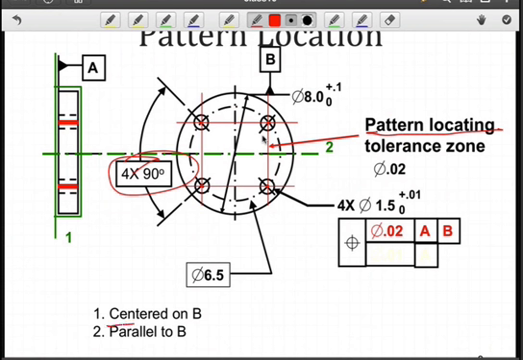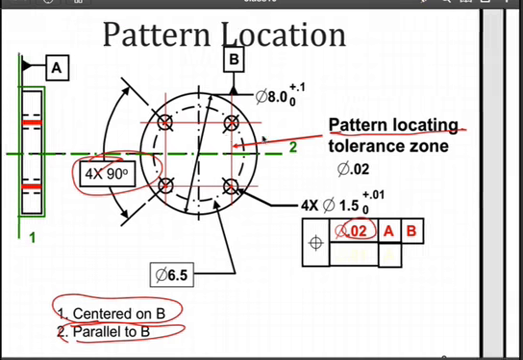So if that's true, then we see that we're centered on B, the pattern is, and also parallel to B, or you can think of it as perpendicular to A. So we're allowing that pattern to move around a little bit, depending upon the size, in this case 0.02 for the tolerance zone. What about the feature locating tolerance zone?